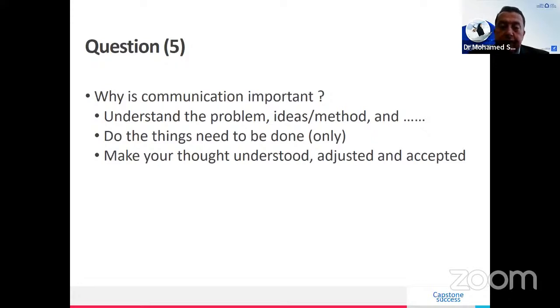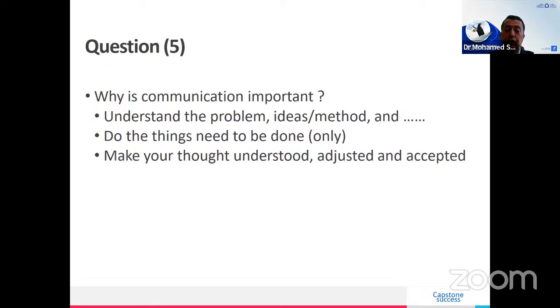Question 5, and this should actually be number 1, but it is communication. Communication, why is it important? Communication is important because you need to understand the problem and you need to convey your message, your idea and method in a very good way to your team, to your clients and to the world, depending on your project.